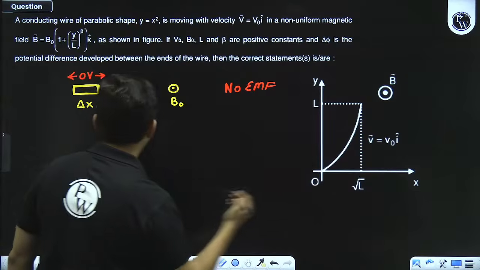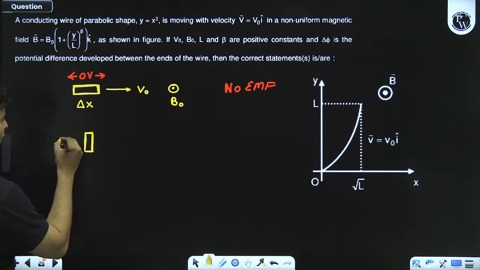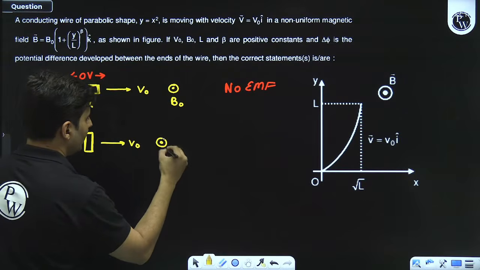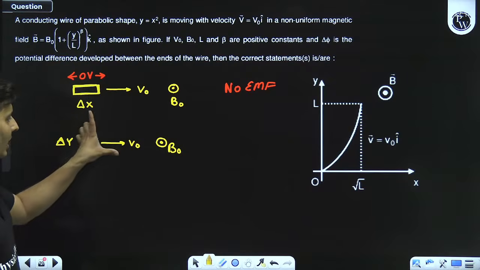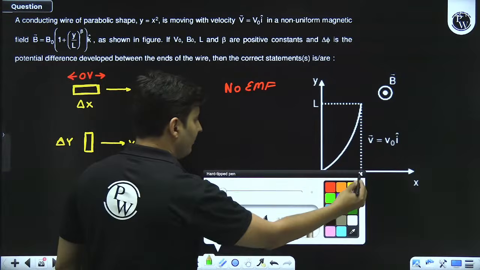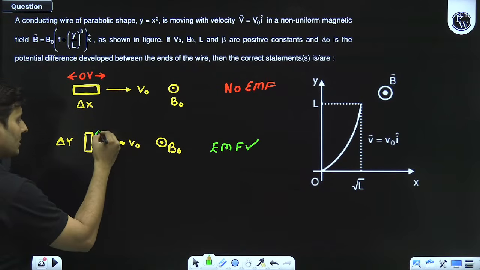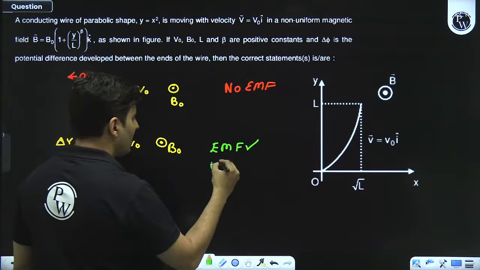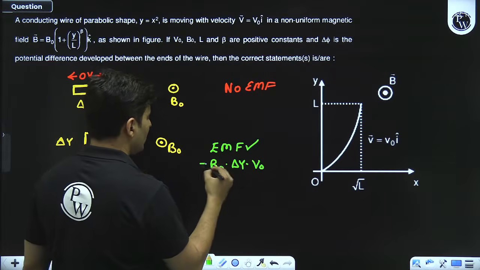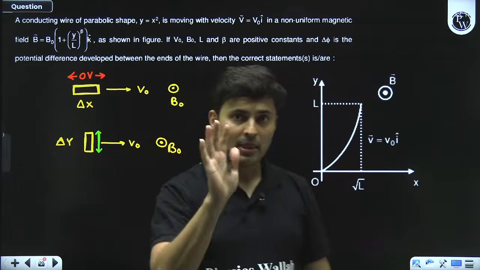Now let's take a wire whose element is like this. This is nothing but your delta Y. It is moving like this inside that magnetic field of B naught. Length, velocity and magnetic field, all three are perpendicular. So in such a case, EMF will be generated across the ends, and it will be magnetic field into that length, which is delta y, into the velocity. So that will be the EMF, BLV. Is that right, everyone? Great.